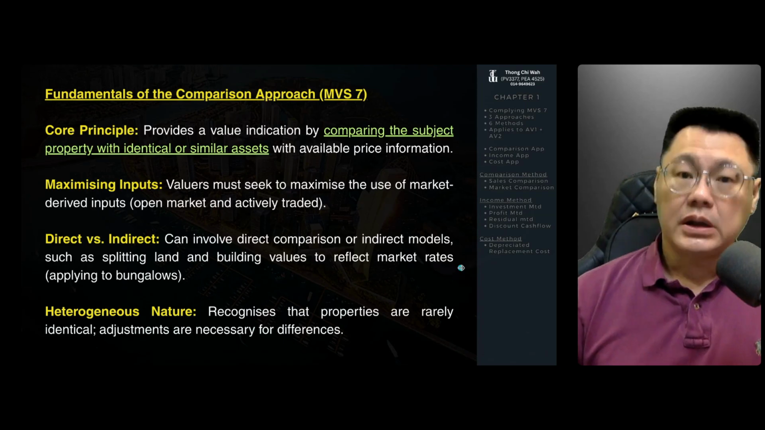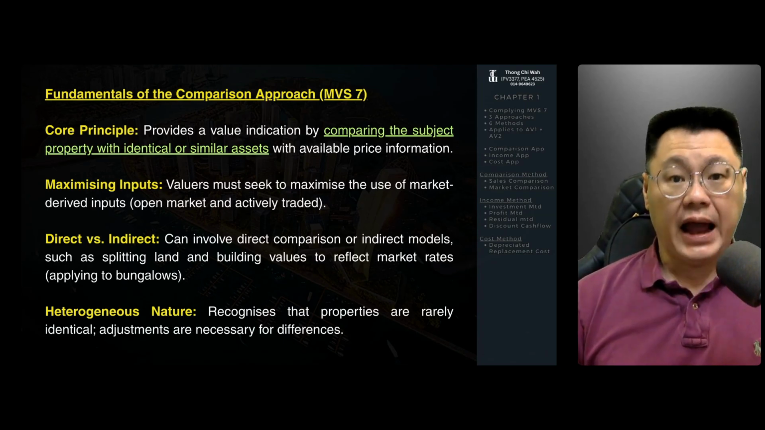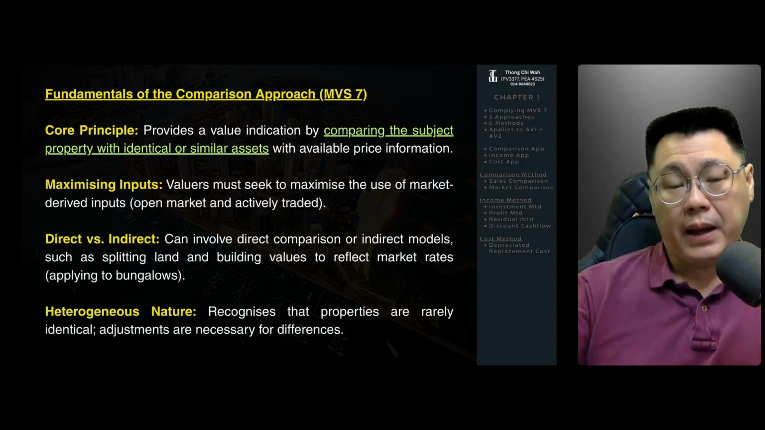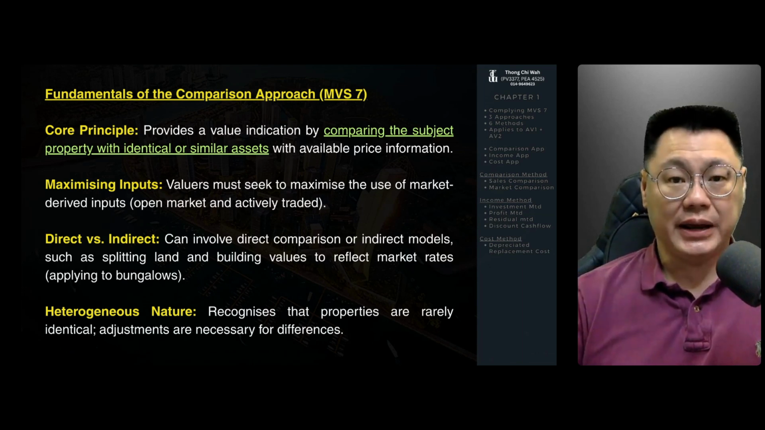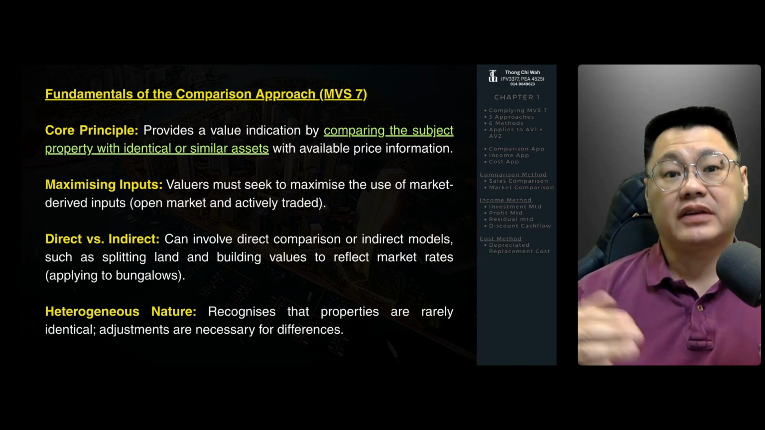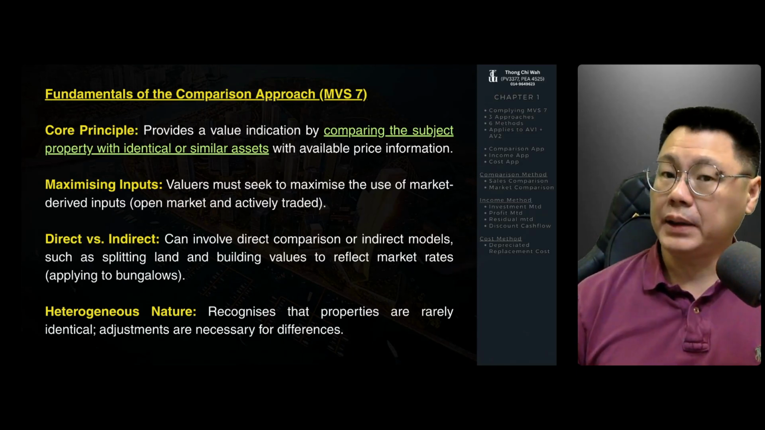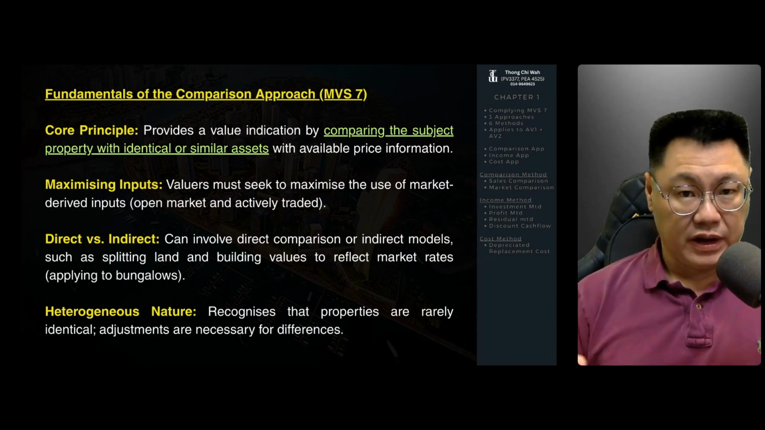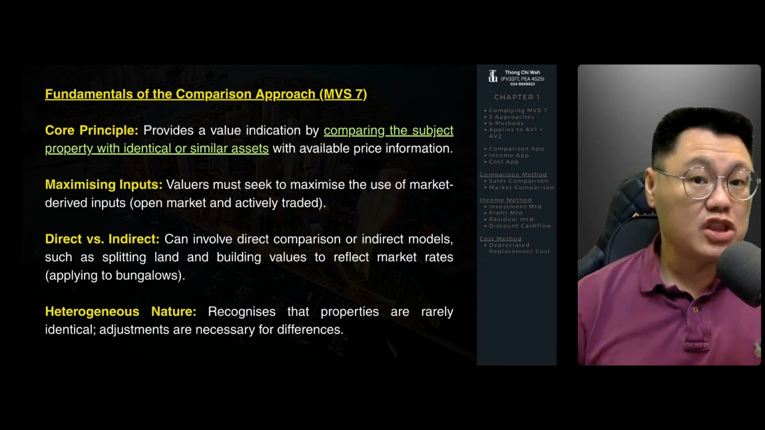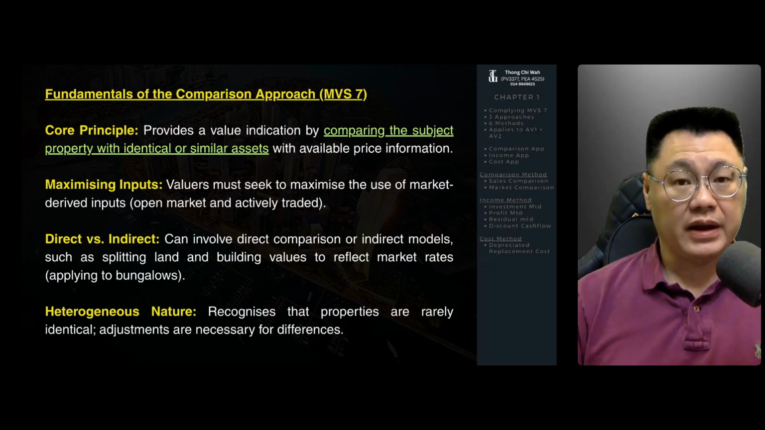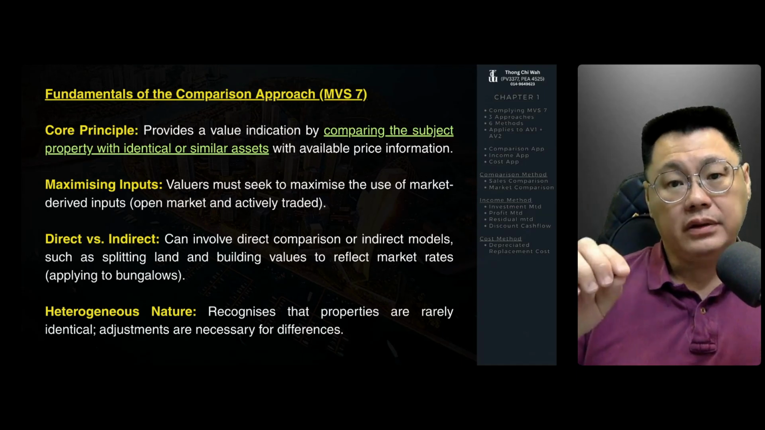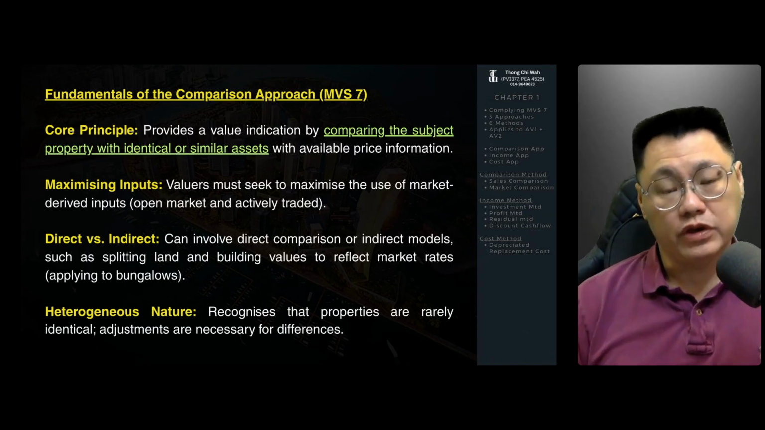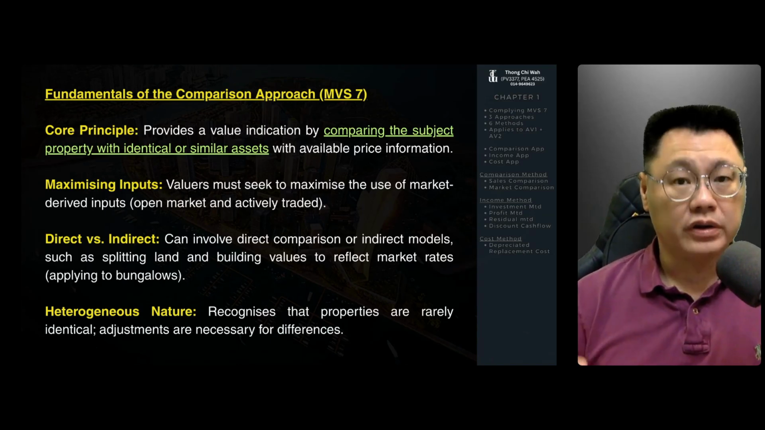Another thing: properties are rarely identical. That's why I say the apartments are almost identical. The eight intermediate apartments may look exactly the same, but the owners would have done some renovation, making the kitchen bigger and better, with more amenities, adding more power points, and everything else. All this makes the properties not 100% identical. So therefore, in MVS 7, we call them heterogeneous, or another technical term we use is non-homogeneous, not the same.